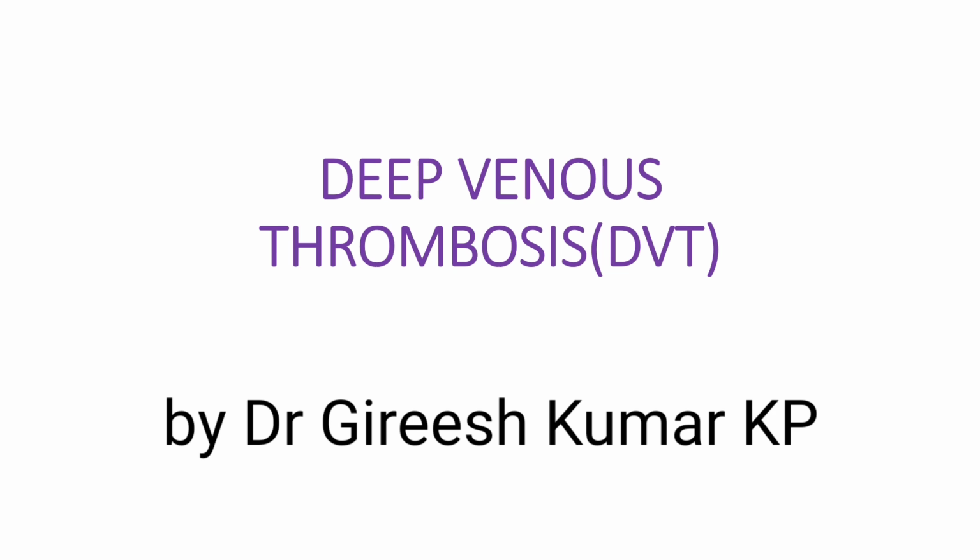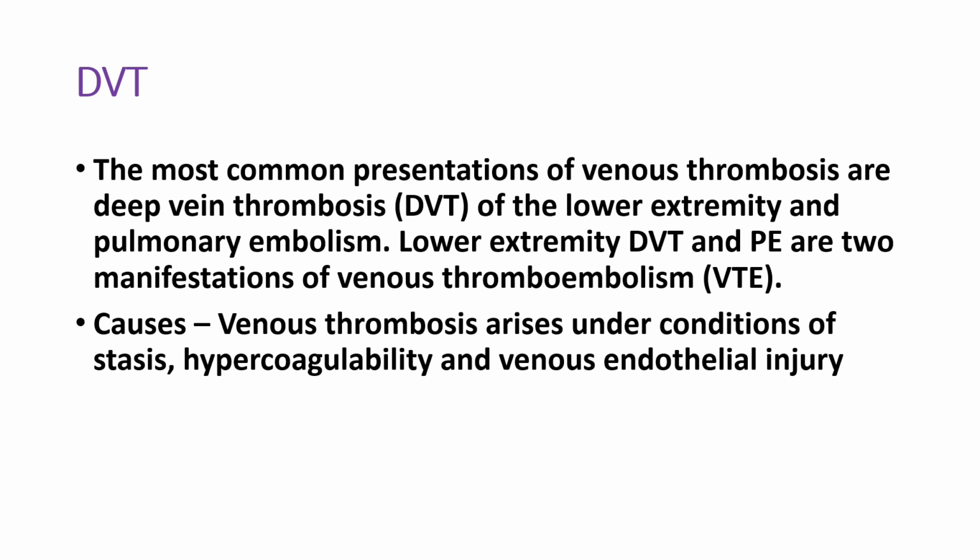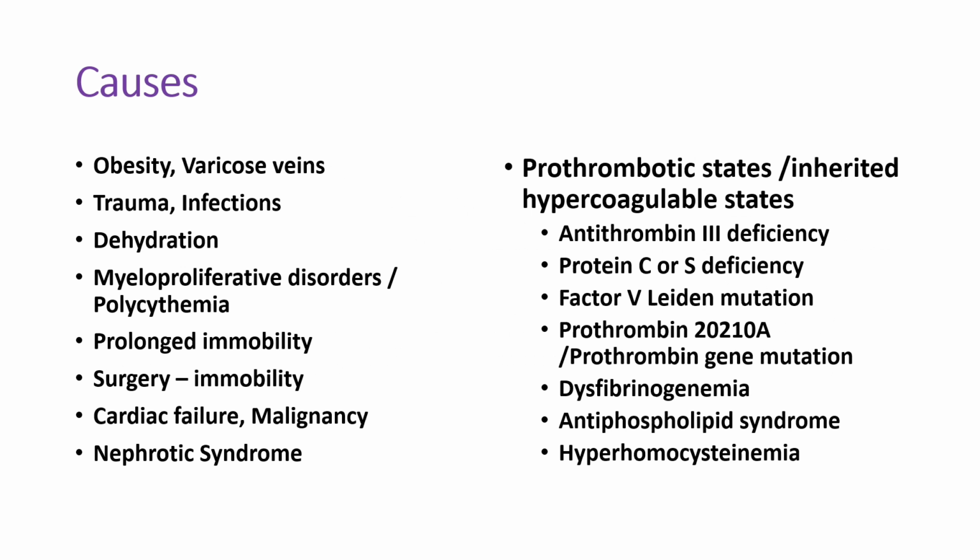Today let us discuss deep venous thrombosis or DVT. DVT and pulmonary embolism both are venous thrombosis. They are the most common presentation of venous thrombosis. So venous thrombosis can be due to stasis of blood, hypercoagulability, or venous endothelial damage. These are the three important factors of venous thrombosis.